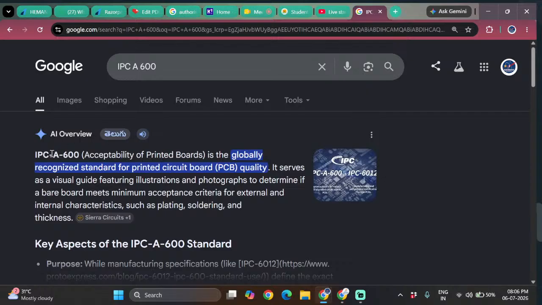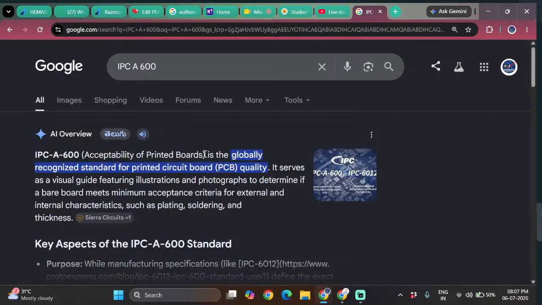See, this is one test. This is one specification, IPC-A-600. IPC-A-600 is also called the acceptability of printed boards, because every PCB first needs to be acceptable, right? So it is also called the acceptability of PCBs. What kind of PCBs are acceptable? That is prescribed and documented properly in IPC-A-600.